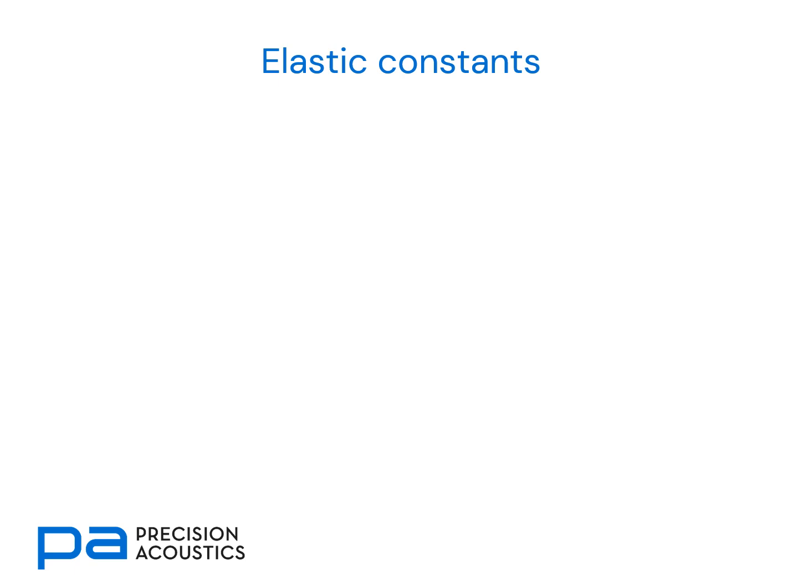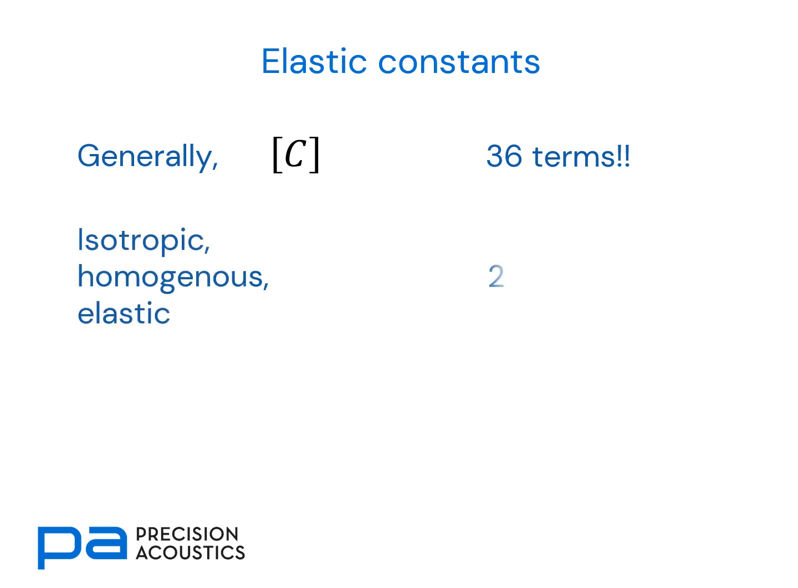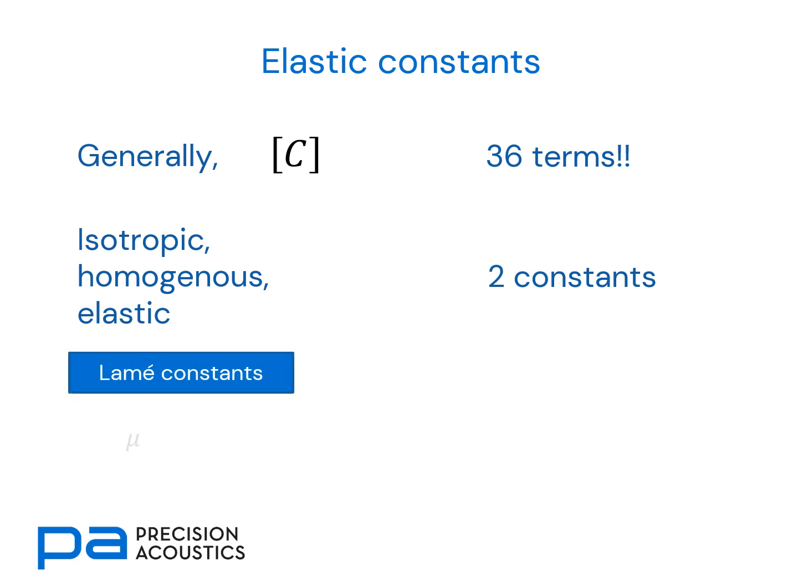Let's consider those elastic constants in a little more detail. For a completely general material, the elastic constant matrix would contain 36 terms. However, if we constrain ourselves to consider isotropic homogeneous elastic media, and make sure that we take appropriate account of all the necessary symmetries, this reduces down to simply 2 constants. They are the Lamé constants mu and lambda.